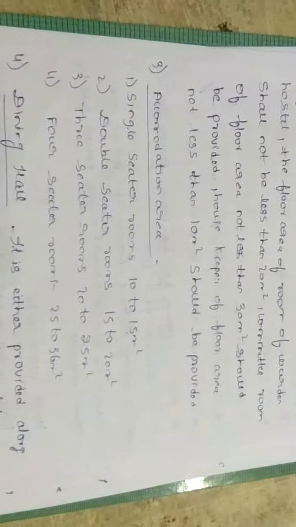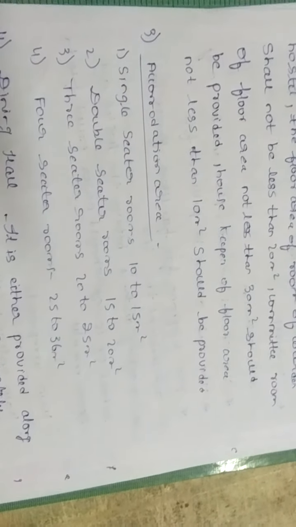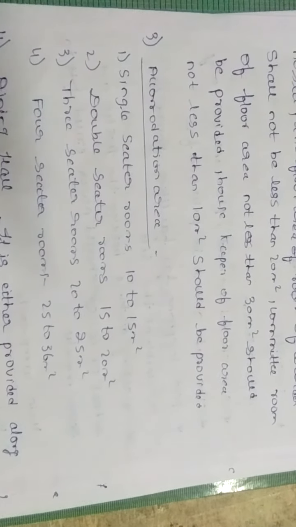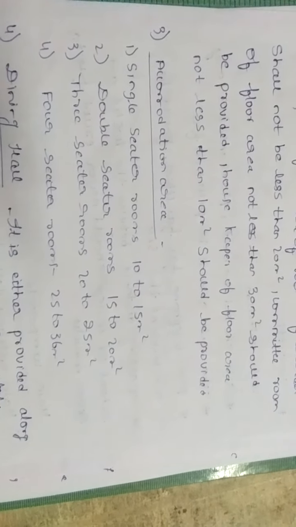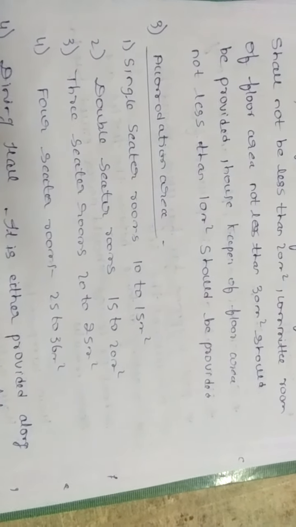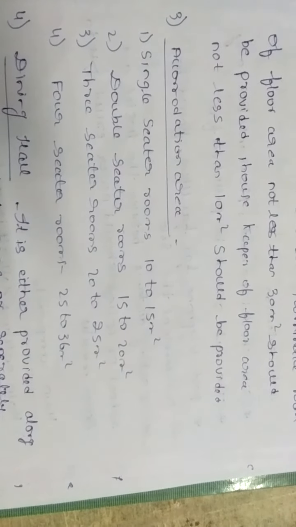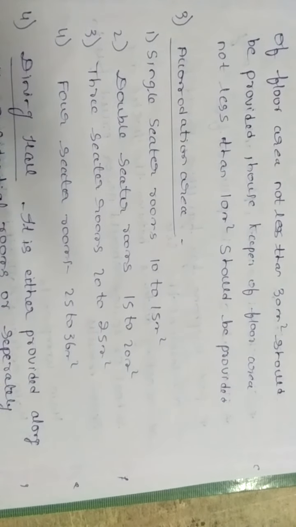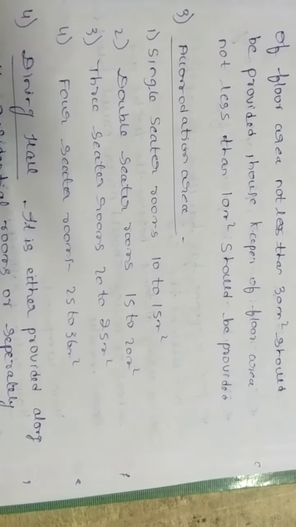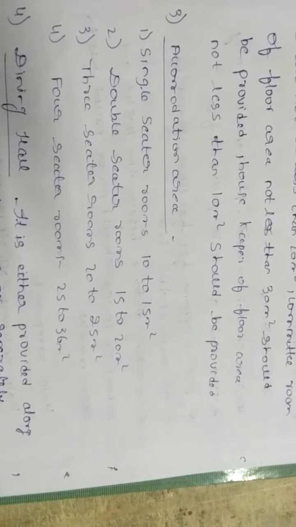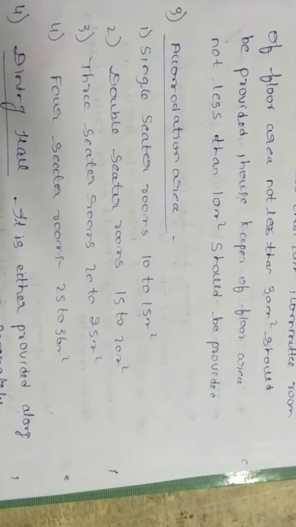Then we can see the accommodation area, that is the students' accommodation area, or the accommodation area of the people who are living in the hostel. Here we can see the single seater room. If there is only one person in that room, it should be given an area of 10 to 15 meters square. If this is a two-seat room, that is if there are two people in that room, then it shall be increased to 15 to 20 meters square.